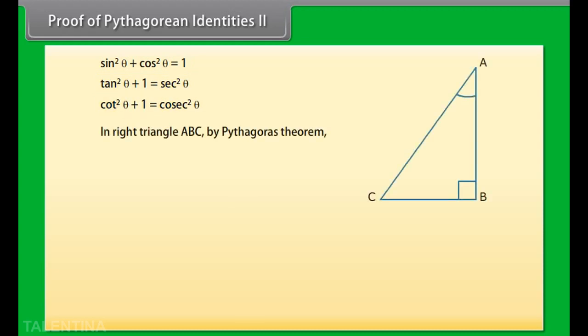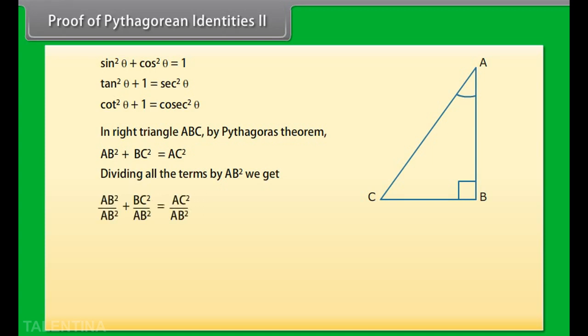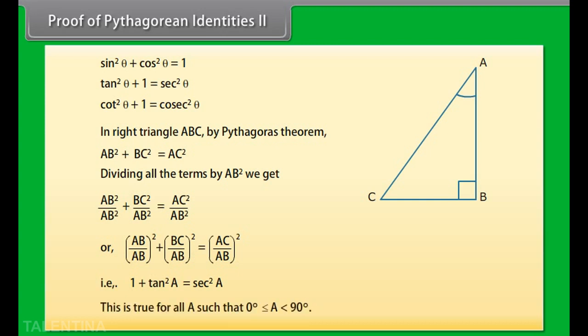In right triangle ABC, by Pythagoras theorem, AB square plus BC square is equal to AC square. Dividing all the terms by AB square we can write it as (AB upon AB) whole square plus (BC upon AB) whole square equal to (AC upon AB) whole square. That is, 1 plus tan square A is equal to sec square A. This is true for all A such that 0 degree is smaller than or equal to A, which is smaller than 90 degree.